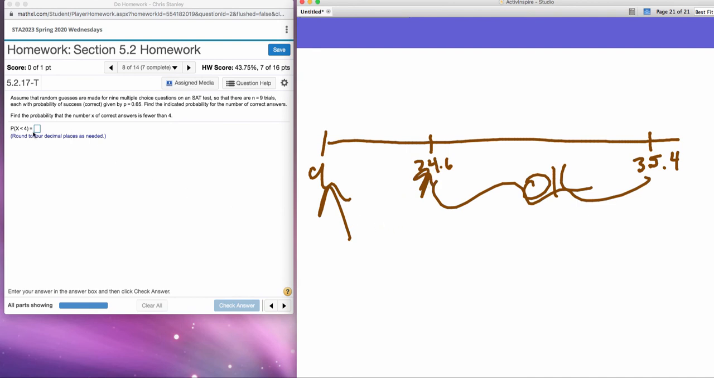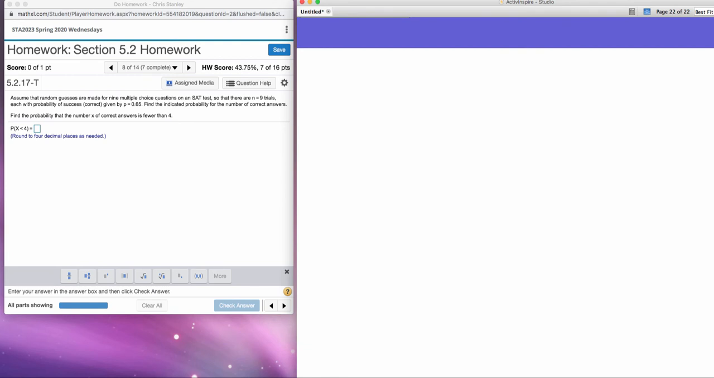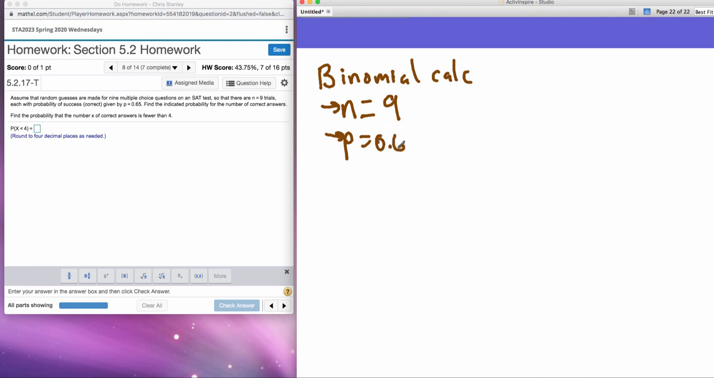That's what I did. Okay, now let's find the probability that x is greater than 4. So let's attack this thing. You're going to use the binomial calculator. To do the binomial calculator, you have to know these two things: how many were surveyed and what's the chance on each person. So we have 9 and our p is 0.65. Okay.